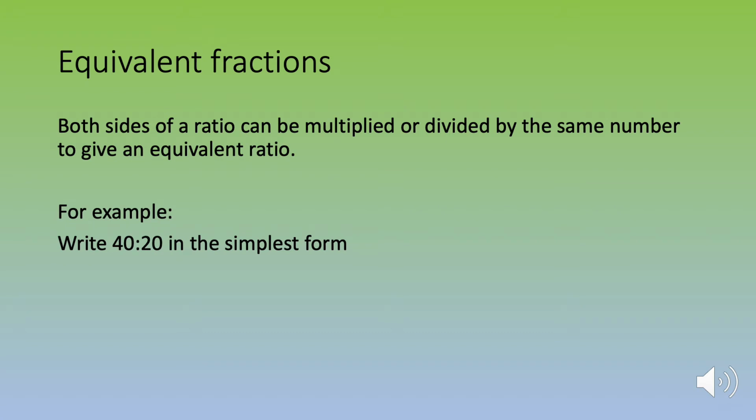So, equivalent ratios. Both sides of a ratio can be multiplied or divided by the same number to give an equivalent ratio. For example, write 40 to 20 in the simplest form. So what you do is you pick out a number that goes equally into both 40 and 20. For example, 10 goes into both numbers. Then you divide them both and you will get 4 to 2. You can simplify this even further. Both of the numbers will go into 2 and once you have done this you will get your answer as 2 to 1.